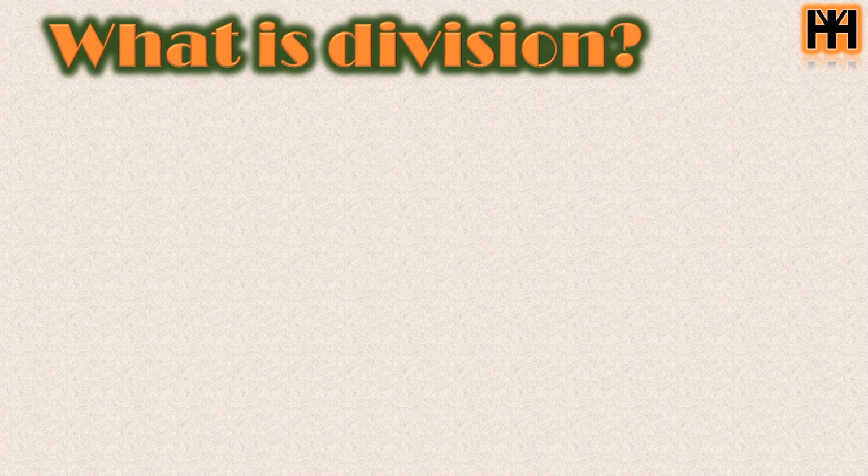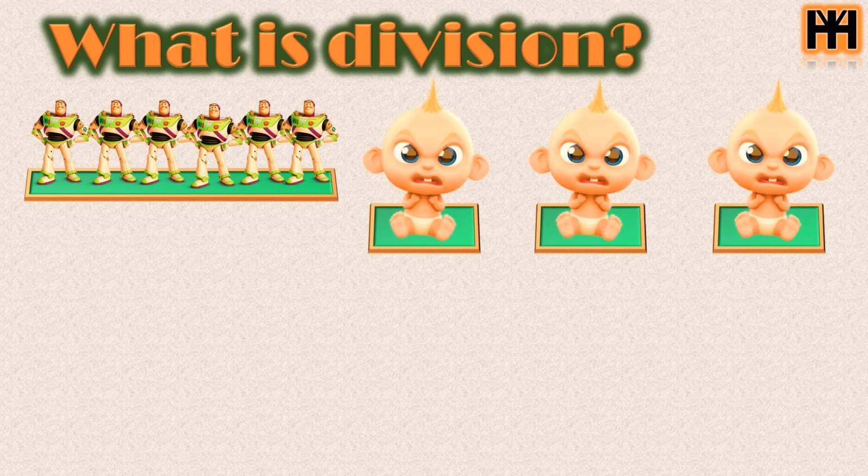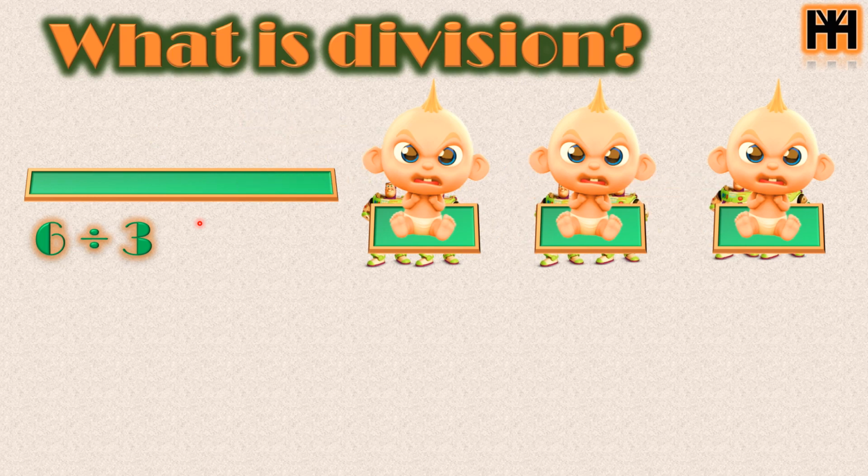Okay, let me remind you what division is. Let's say we have 6 toys and 3 babies, and we want to distribute these 6 toys among these 3 babies. So all of them will have the same share. So we'll have 6 divided by 3. Each of them gets 2. So the answer will be 2. Or if we ask ourselves how many 3s are inside this 6, the answer is 2.